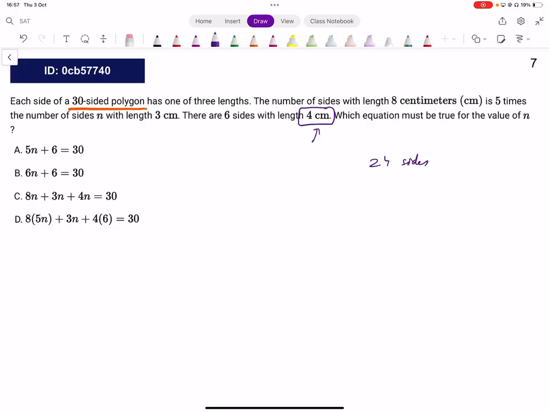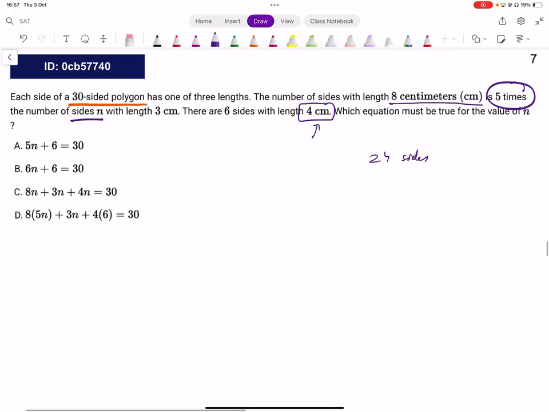The number of sides having a length of 8 centimeters is 5 times the number of sides n with length 3 centimeters. So there are 3 different lengths. We have eliminated one of them, that's 6. We have 24 left. Amongst these 24, if this is n, the rest are 5 times n. So n plus 5n should equal 24, and n equals 4 from that. n plus 5n, do you see that here? Okay, so the equations are different.